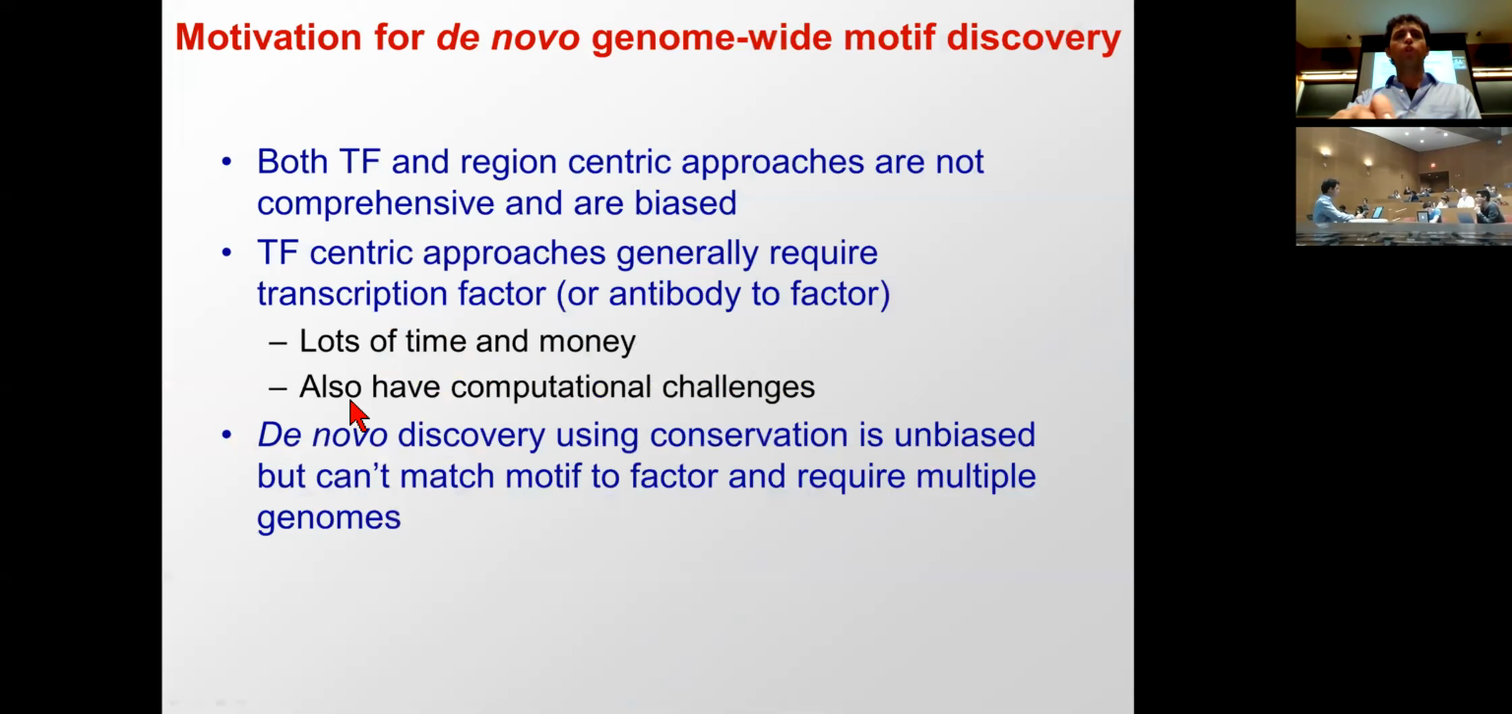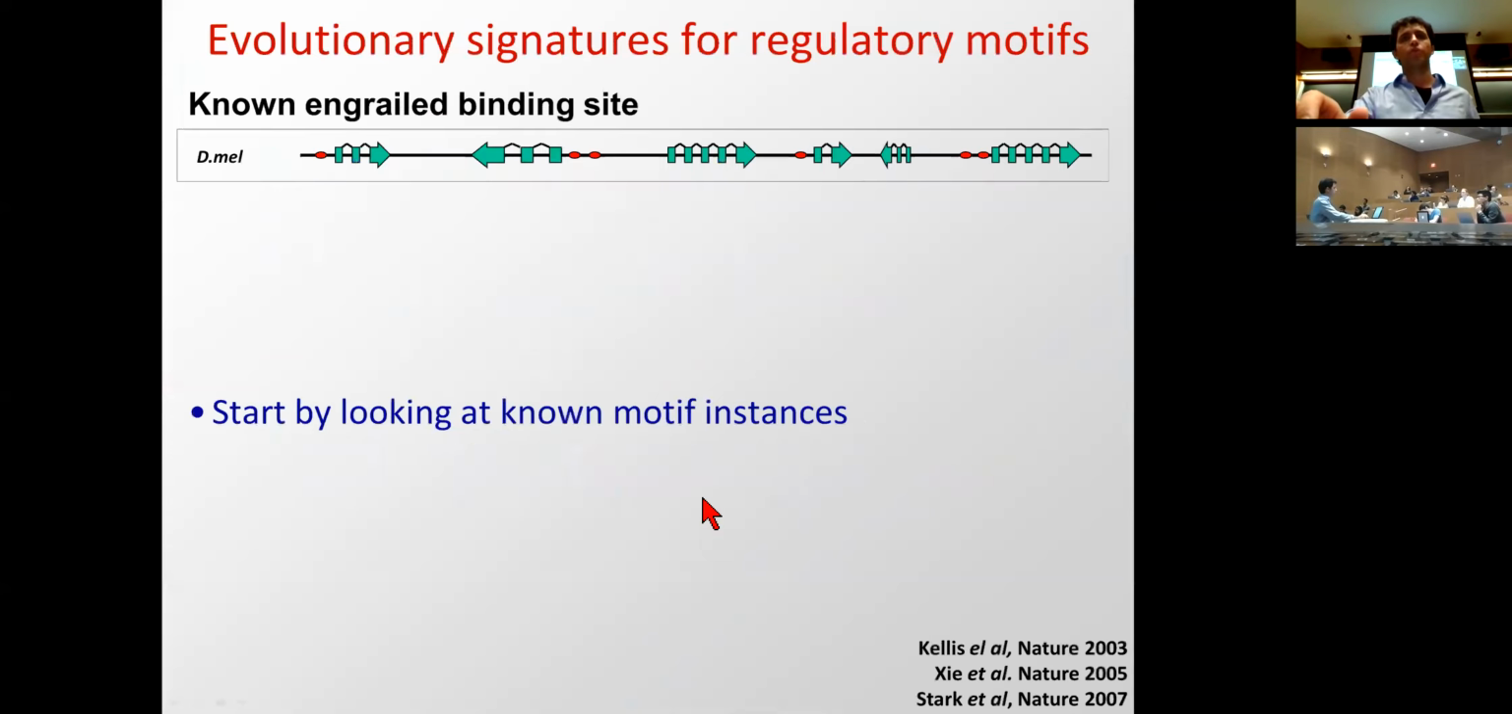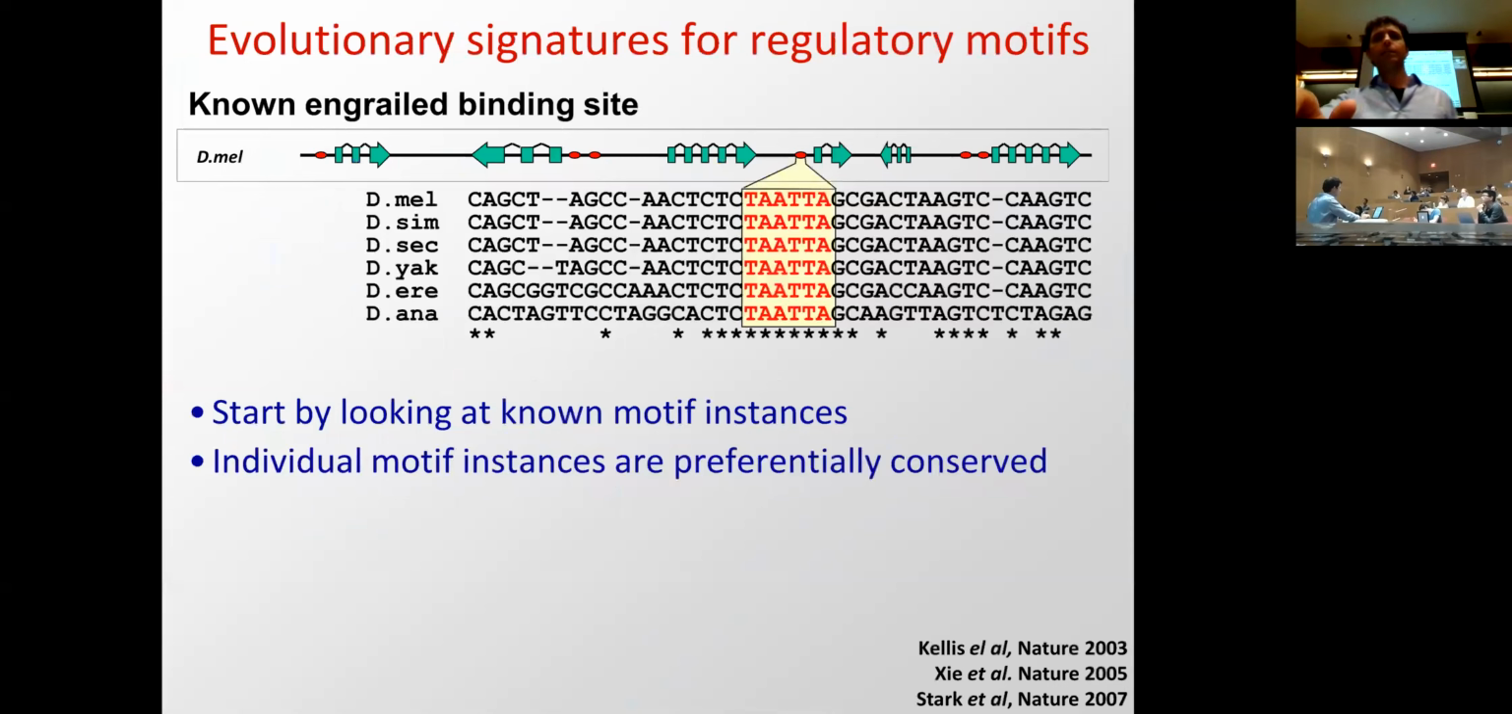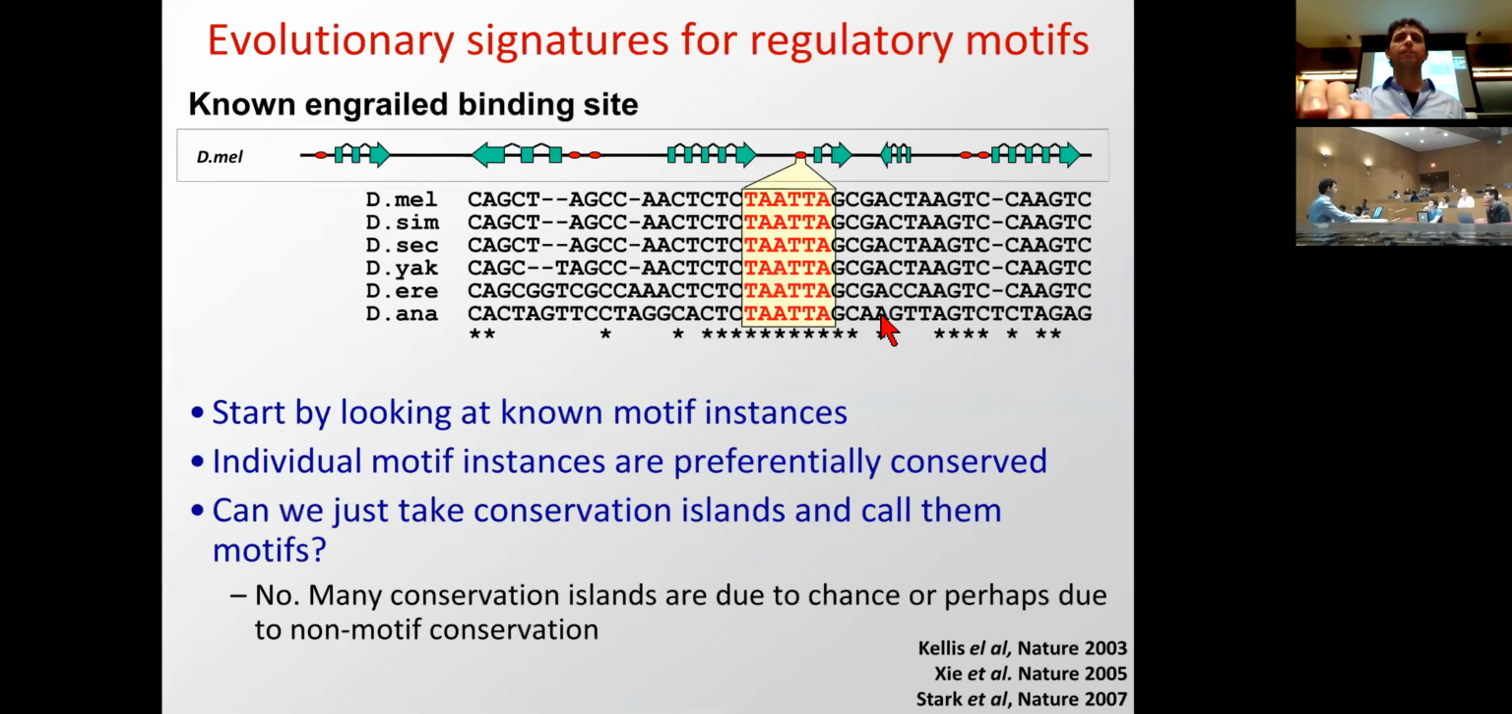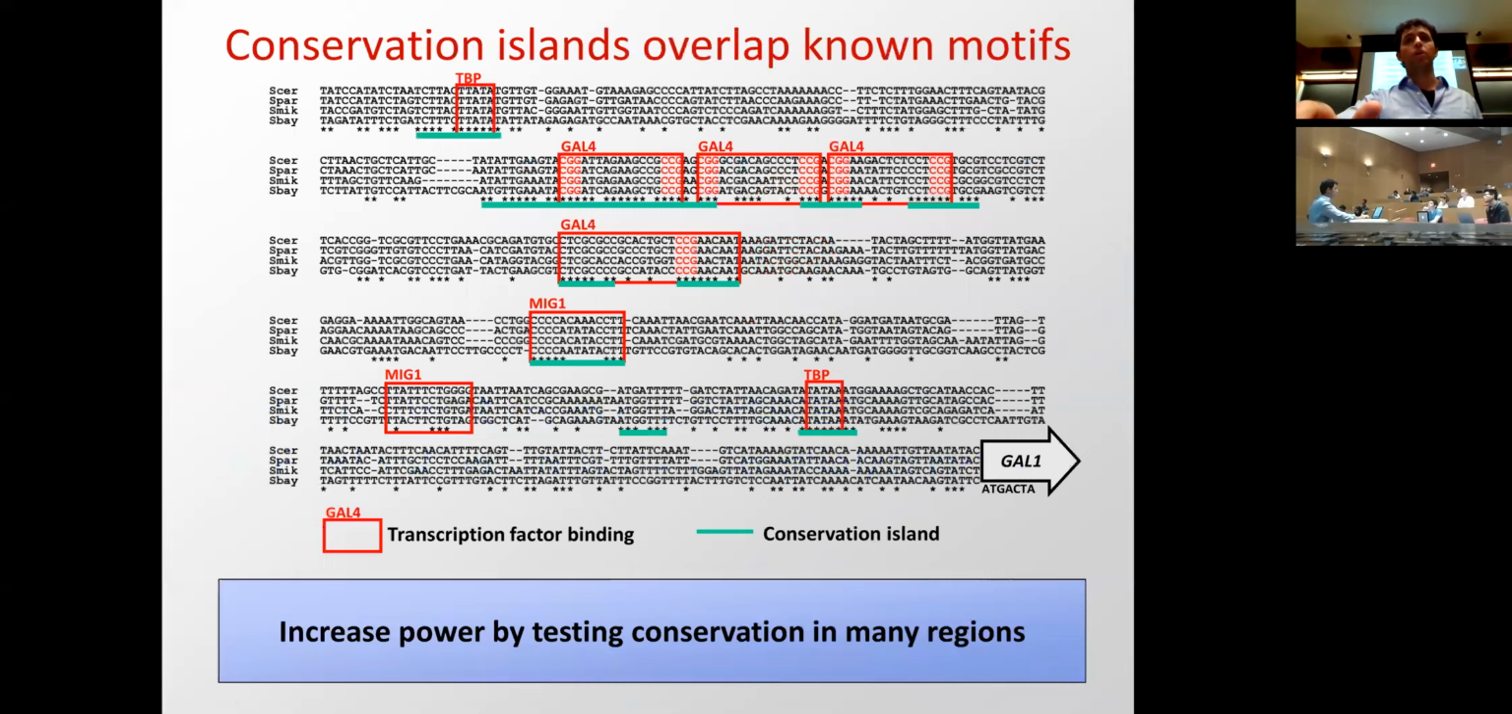And what the de novo discovery tries to do is effectively use evolutionary conservation in a completely unbiased fashion to basically discover a catalog of regulatory motifs without actually knowing what transcription factor this comes from. So the key insight is that if I look in a particular location where this factor is bound, I will find one instance of that motif and it will be evolutionarily conserved, but so will the surrounding bases. And then if I look at many, many instances, we could join them together across the genome.